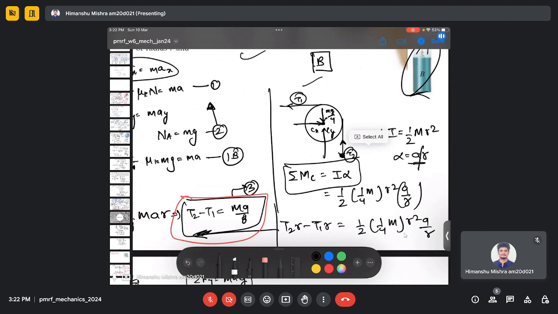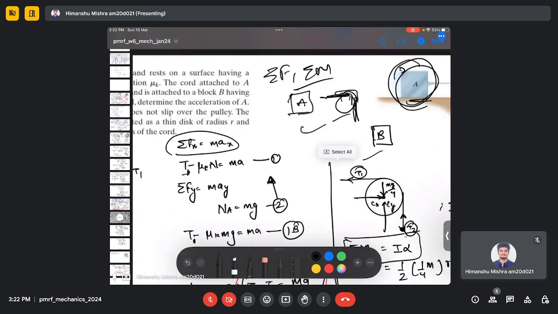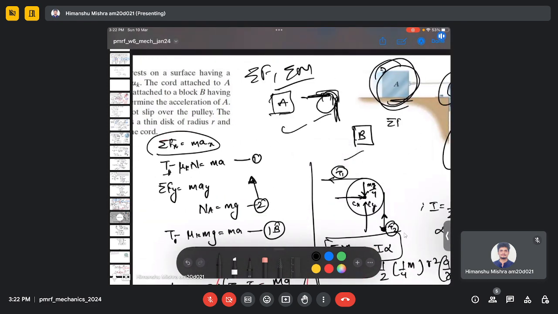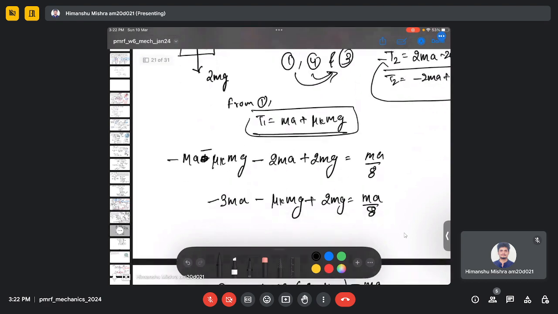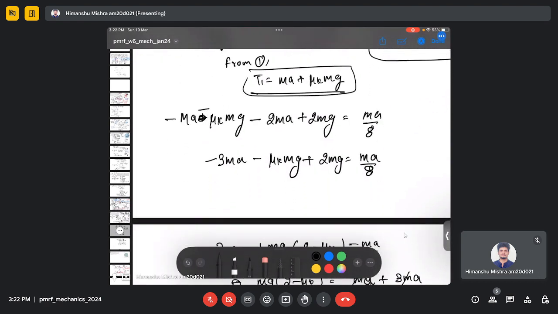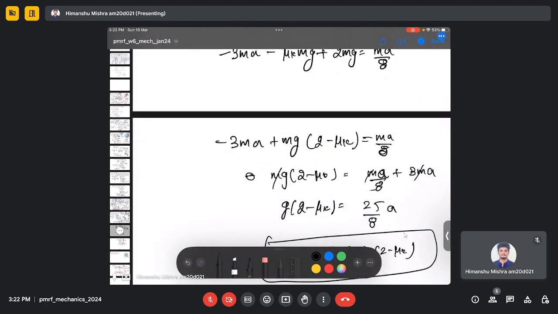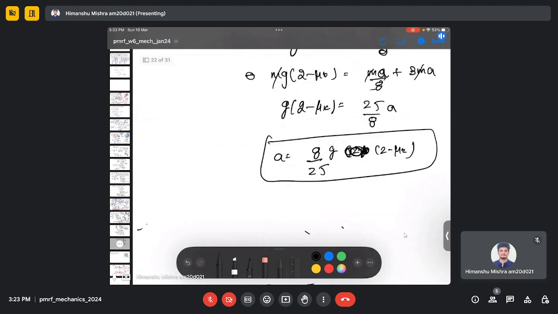So here we did only moment balance analysis, whereas for block A, we did force balance in both directions, Fx and Fy, because when we did Fy, we got a relation where we got to know that the normal reaction is equal to the weight. So you need to think about how to proceed to solve the question when you have a multiple body analysis.